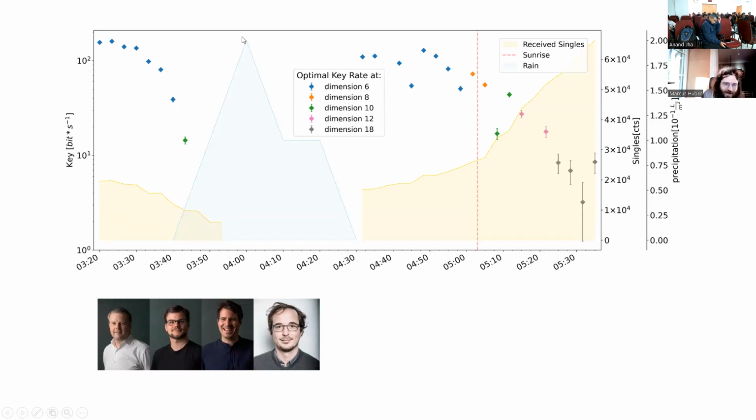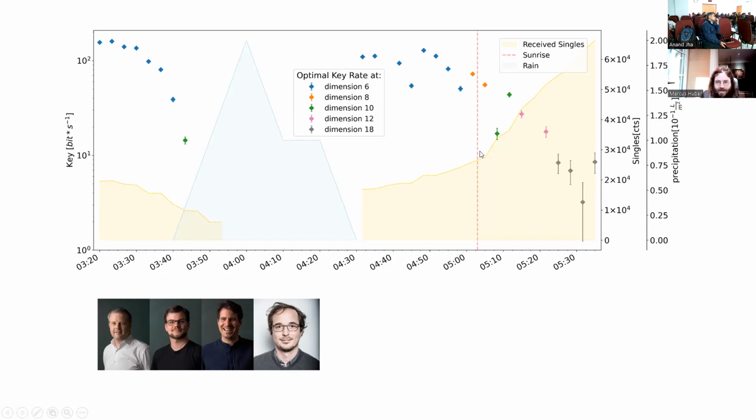And then rain started. So this is the amount of rain. I mean, our meteorological services only give us a couple of samples. And unfortunately, we just lost the connection during the rain. We didn't find the photons anymore. After the rain subsided at around 4, you still see some key, optimal dimension 6.